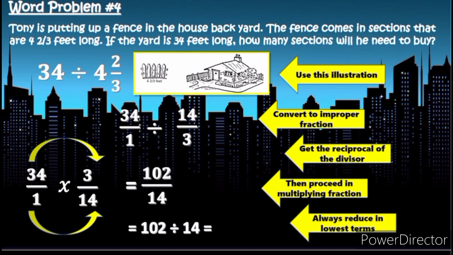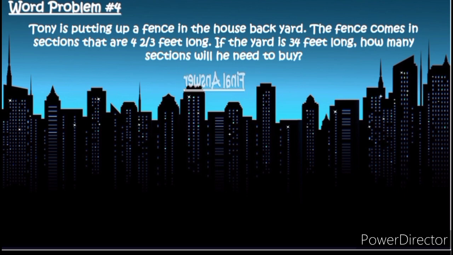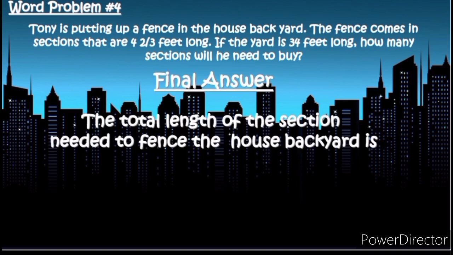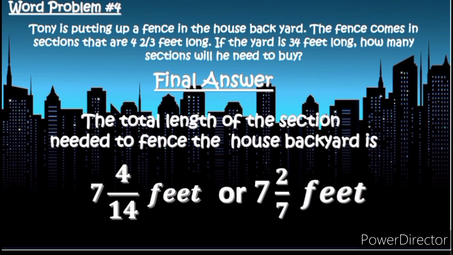102 divided by 14, what will be our answer? For our final answer, the total number of sections needed to fence the house backyard is 7 and 4 over 14, or 7 and 2 over 7.